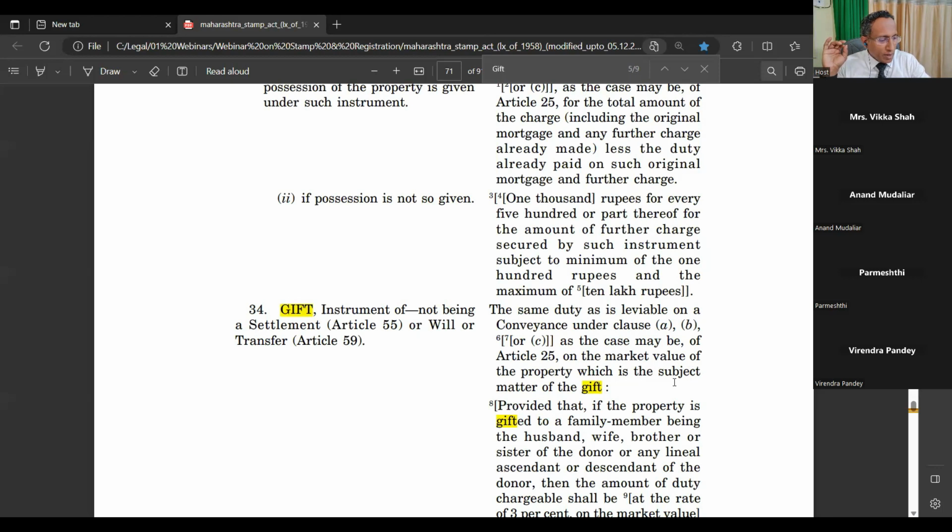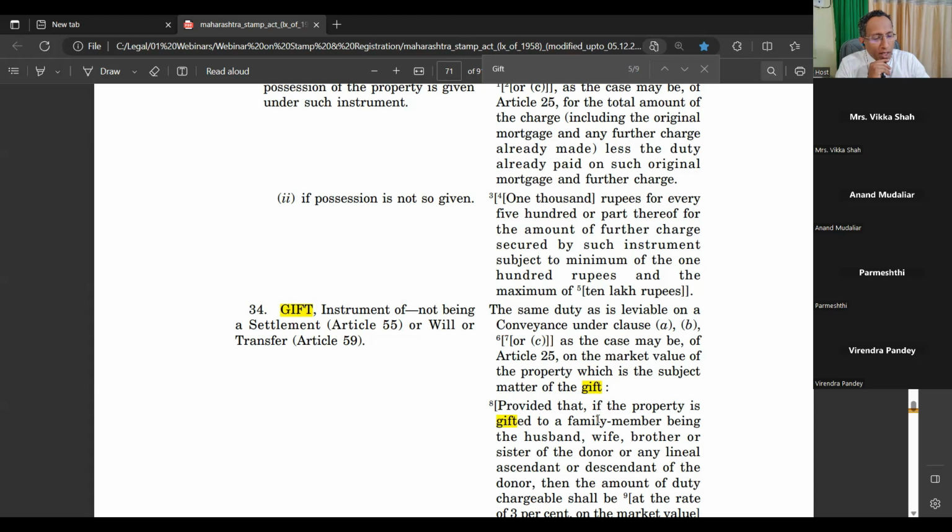What was the query here? On the gift deed, I believe, no? Sorry, I'm scrolling down. Gift deed. So when it is a gift deed, the same stamp duty will be applicable as that on the market value of the property. But then again, they have given certain exemptions.